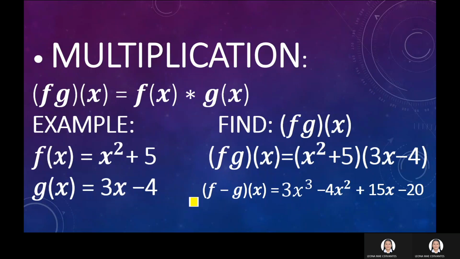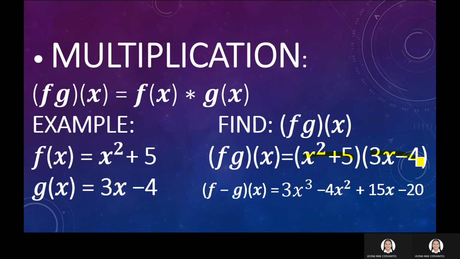Another example for multiplication. We have f times g of x equals f of x times g of x. So for example, the value of f of x is equal to x squared plus 5, and the value of g of x is equal to 3x minus 4. Find f times g of x. So again, the value of f of x is x squared plus 5, and the value of g of x is equal to 3x minus 4.